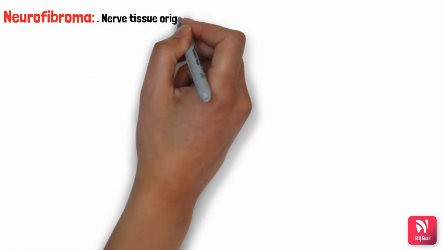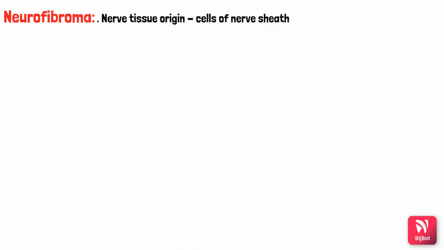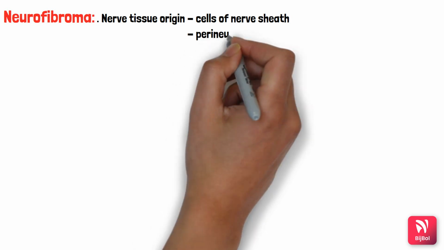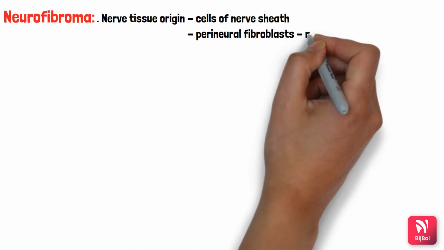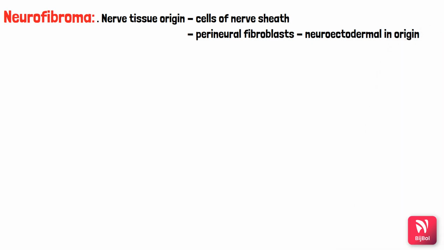First one is a neurofibroma. So it is neurofibroma, a benign tumor of nerve tissue origin, derived from cells of nerve sheath. The cells of nerve sheath are nothing but perineural fibroblasts, which are neuroectodermal in origin. So it is of nerve tissue origin, derived from perineural fibroblasts.